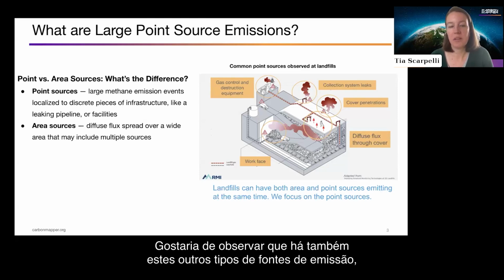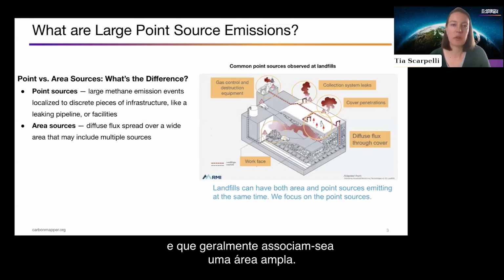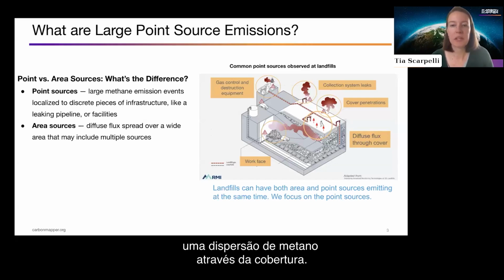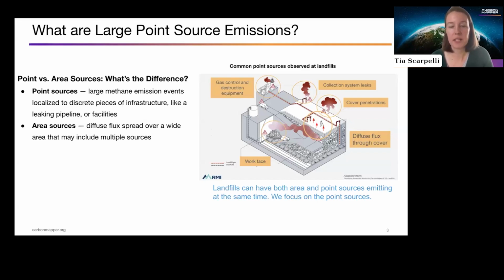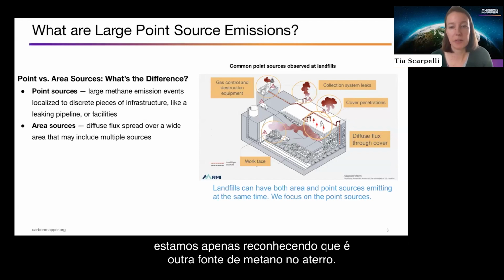Just want to note as well that there are these other types of emission sources, what we call area sources, which are more spread out and diffuse, and they usually come from a broad area. These also occur at landfills. If you can think through the diffuse spread of methane through cover. This is not the type of emission source we're going to focus on here today, and it's not really something our organization focuses on, but just recognizing that this is another source of methane at the landfill.